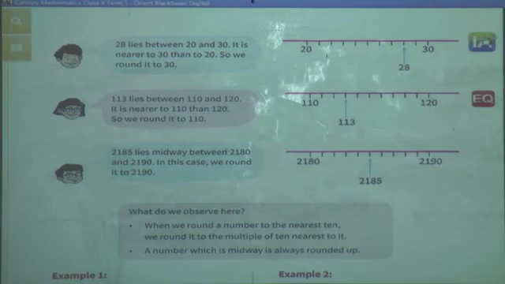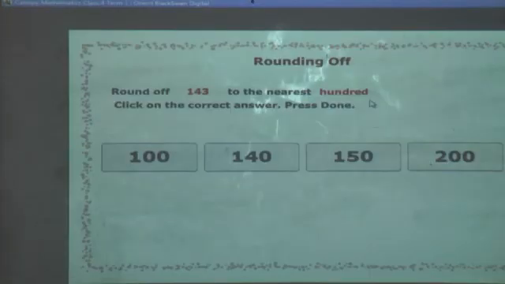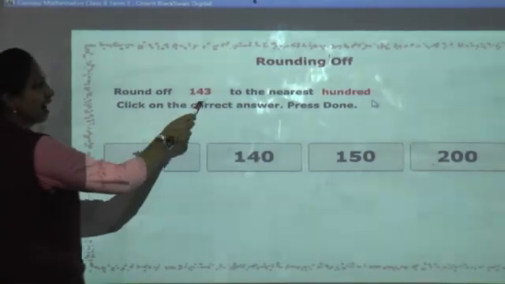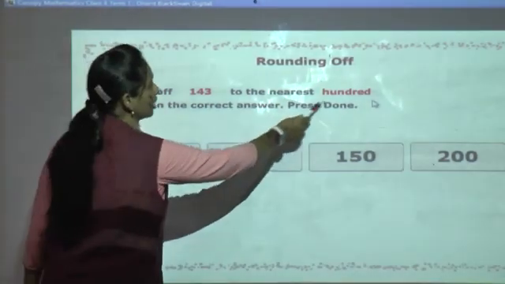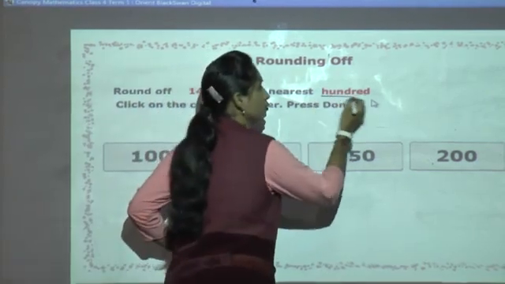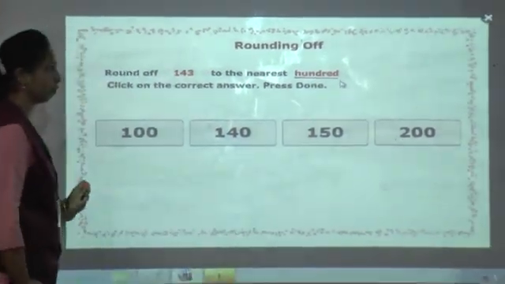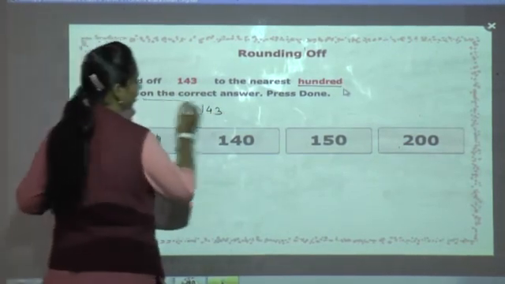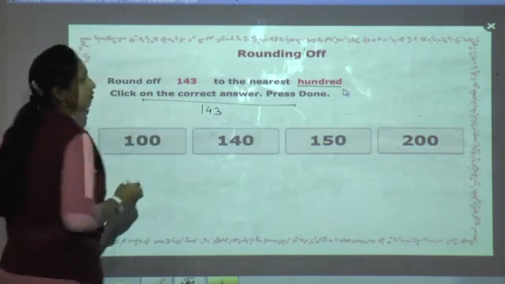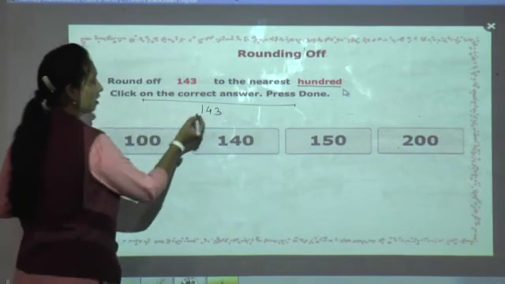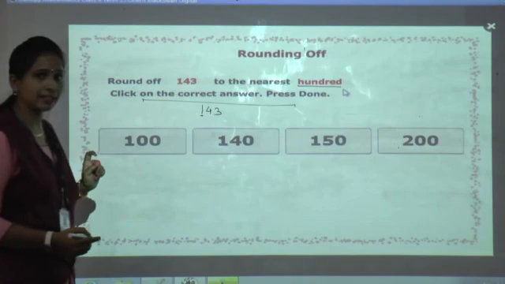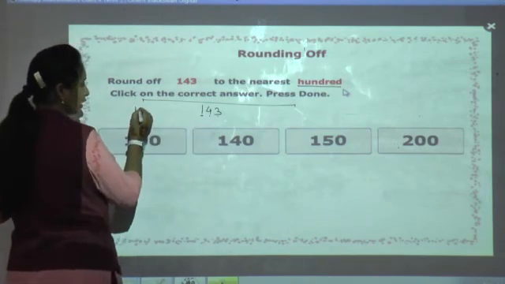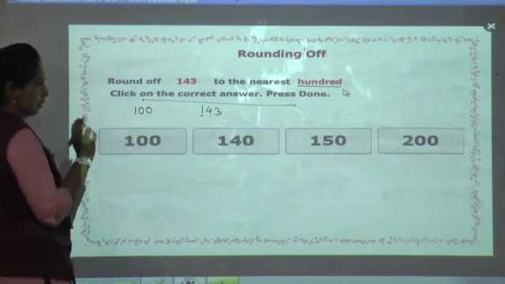Now let us solve one interactive activity. The question is rounding off: round off 143 to the nearest 100. Nearest to what they are asking, that is very important. So 143, we have to find the nearest 100. Now see where is the 100 place. In the 100 place, 1 is there, so write 1 as it is. How many digits are remaining? 2, so give 2 zeros.